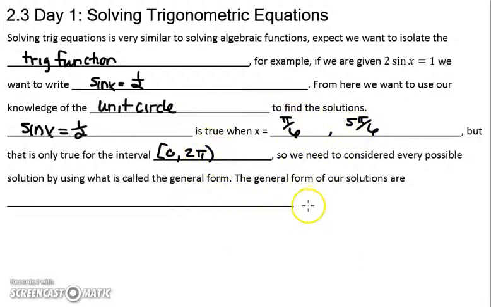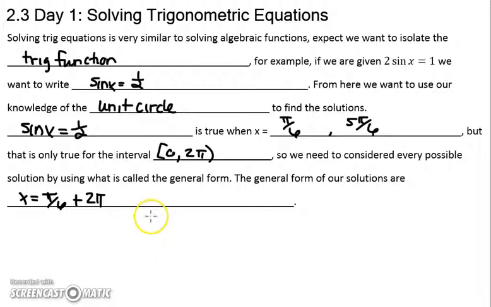Right? There's going to be infinitely many more solutions here, right? Because we can go around the circle more than once. These two only tell us what happens if we go around the unit circle one time. So what we're going to have to do is come up with something called the general form. So the general form is going to take that x equals pi over 6, and it's going to say, well, not only pi over 6, but if I add 2 pi to it, I'm going to be in that same spot, right?